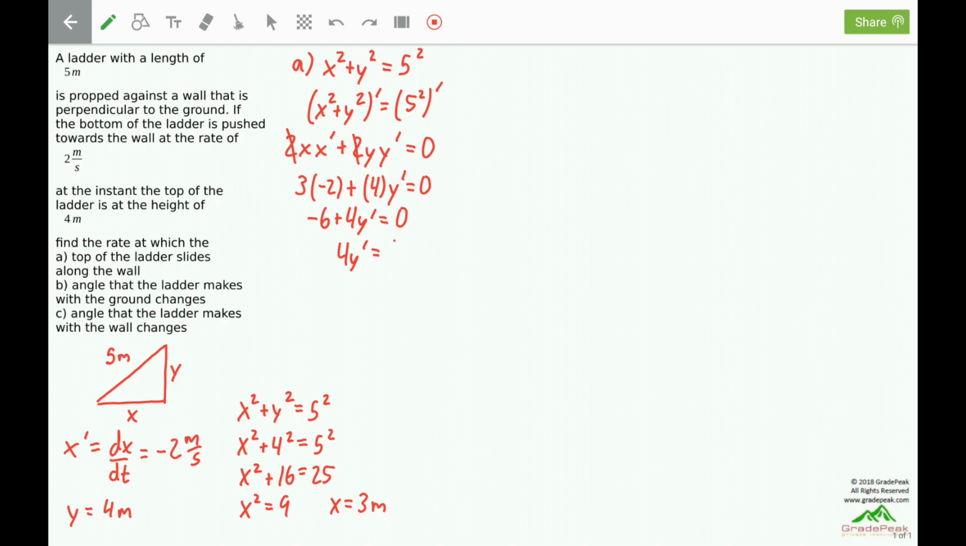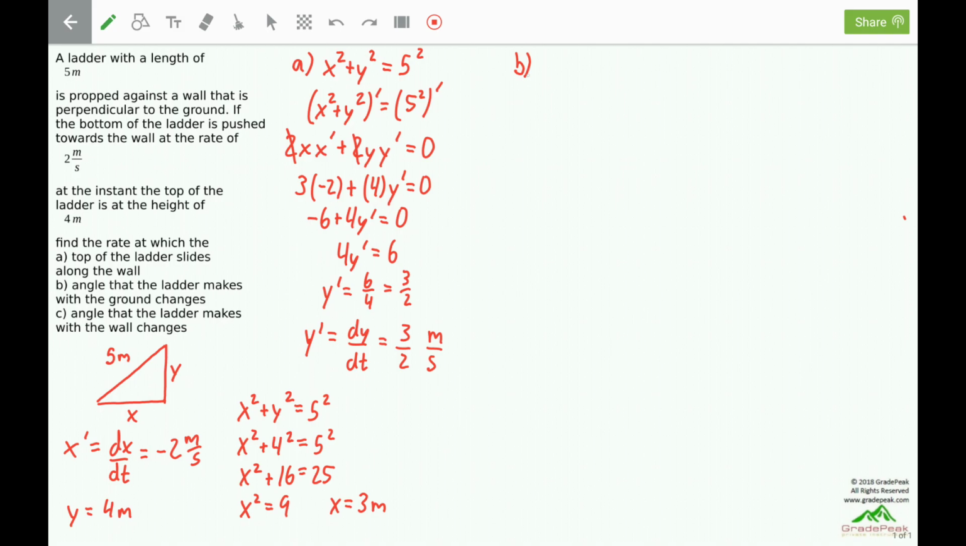4y prime equals 6 if we add 6 to both sides. And y prime will be 6 over 4, or reducing, 3/2. So y prime, or dy/dt, will be 3/2 units of y, which is measured in length in meters, over time, which is measured in seconds, meters per second. Since we have a positive number, that's indicating that y is becoming longer, so apparently it's sliding the top part of the ladder up the wall.